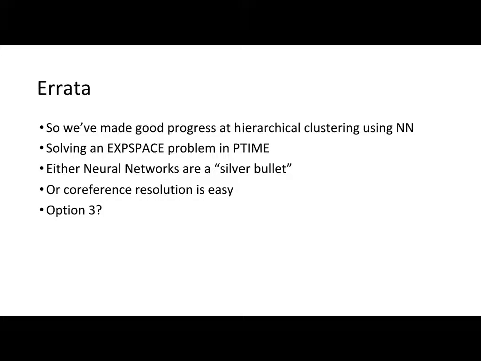But then I think what's worth discussing is, okay, how did we get here actually? And I hopefully want to have a discussion. I mean, it depends on how quickly you guys want to leave. We've made progress at hierarchy clustering using neural networks, which is essentially claiming to solve what looks like an exponential space problem in polynomial time. I'll give you a false dichotomy, obviously, because I don't believe either: either neural networks are the best things ever, or coreference resolution is easy. Obviously I believe neither of those things.